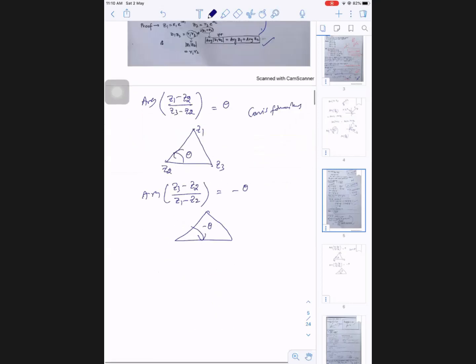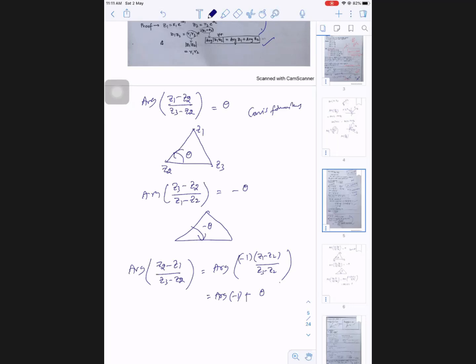Okay. Now, if your doubt is what is argument of (z2 minus z1) by (z3 minus z2), what is this value? If they are giving like this, simply what you do is, this is argument of minus 1 into (z1 minus z2), by (z3 minus z2). So this is exactly equal to argument of minus 1 plus argument of this, theta. Indirectly, that result is what? If that result is theta, this result is 180 plus theta.